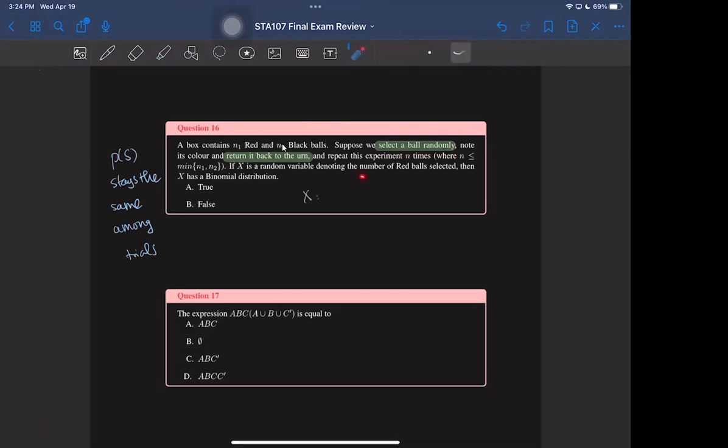X denotes the number of red balls. If we think about red balls as success, then X denotes the number of successes among n trials. So X follows a binomial distribution. The number of trials is equal to n that we are given here, and the probability of success is the probability of getting a red ball. We have N1 red balls and N2 black balls, so the probability of success would be N1 over N1 plus N2.